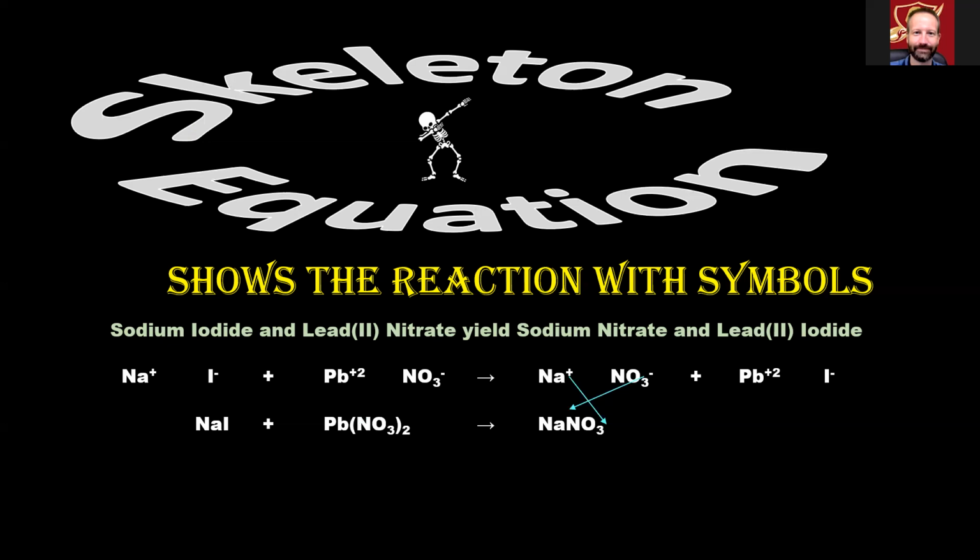And then I have way over here on the far right, I have a Pb +2 and I -1, and I'm going to crisscross. So how many Pb's will I end up with thanks to the I? 1. How many I's will I end up with thanks to the Pb? 2. And so it becomes PbI2.